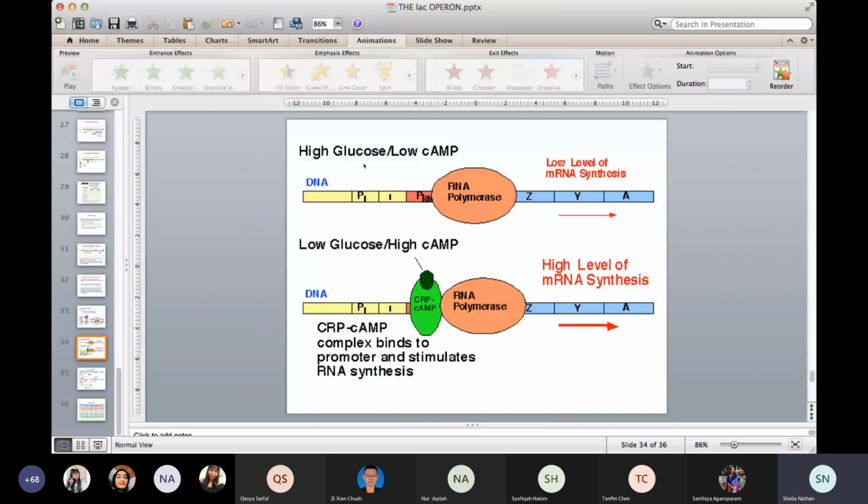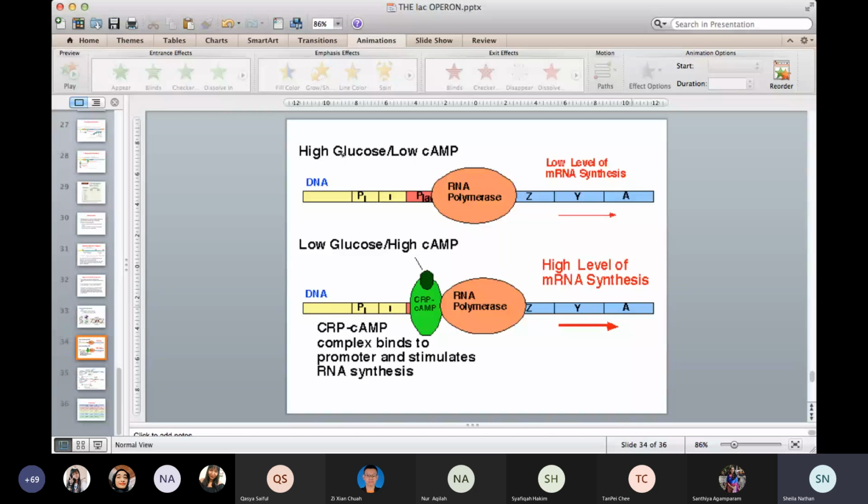Correct? So as one RNA polymerase is moving on, now the promoter is empty. So the CRP-cAMP will tell another RNA polymerase to come and bind quickly and start transcription again. Then when the second RNA polymerase starts to move along the gene sequence, the CRP-cAMP will call the third RNA polymerase, and so on and so forth, so that it keeps doing high levels of mRNA synthesis for the Z gene, the Y gene, and the A gene. So this is positive regulation of the Lac operon.